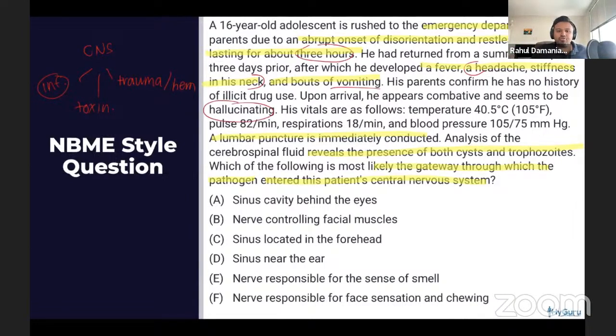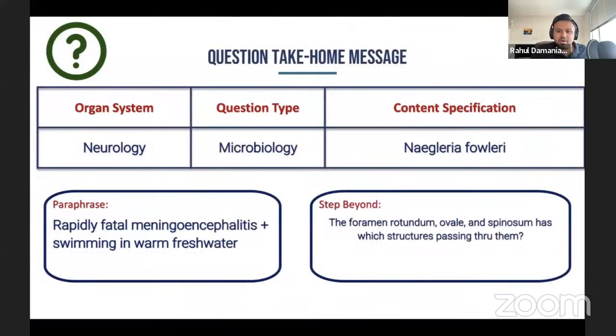And with the prodrome of being at a summer camp and now the lumbar puncture showing cysts and trophozoites, you could be thinking of Naegleria fowleri, and that ended up going up the cribriform plate, and that is the nerve responsible for the sense of smell. So remember that this is going to be kind of like one of those ascending infections, and they want you to know the anatomical tie-in of the cribriform plate.